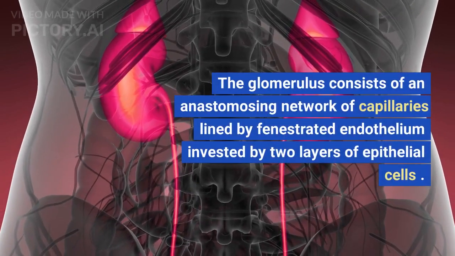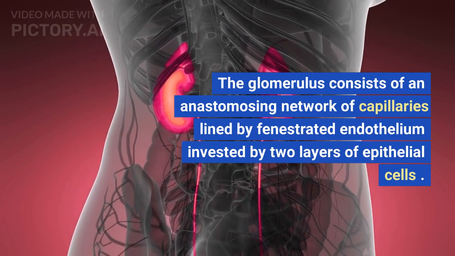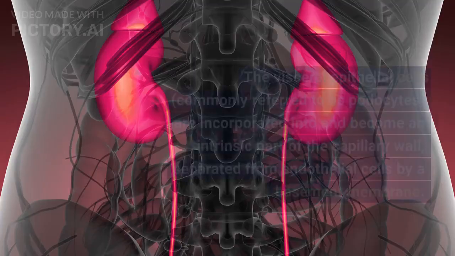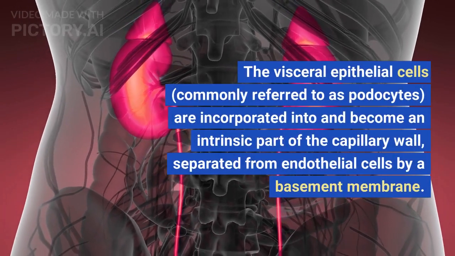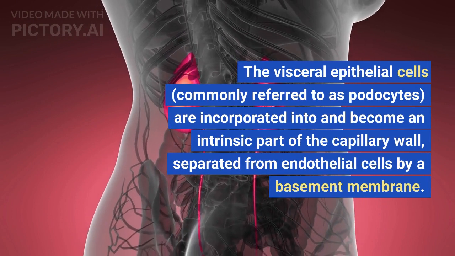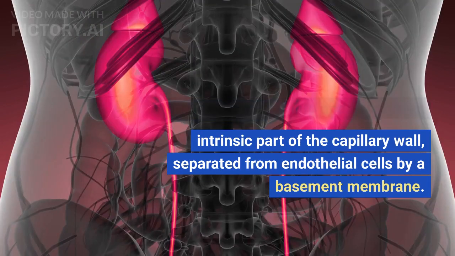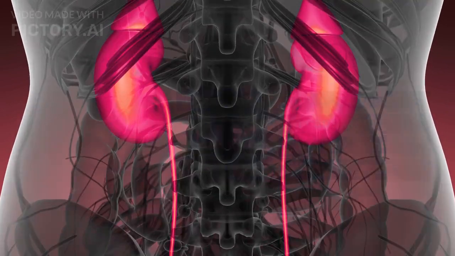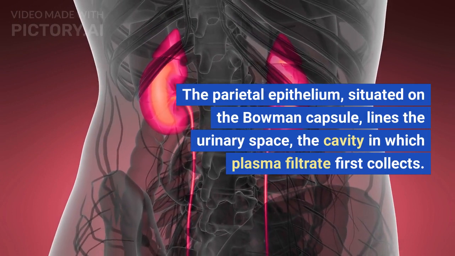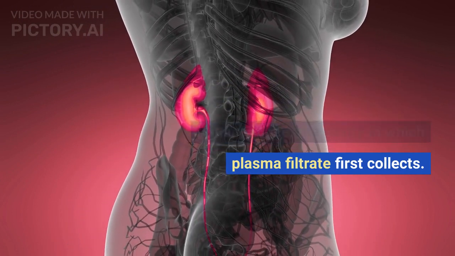Structure of the glomerulus. The glomerulus consists of an anastomosing network of capillaries lined by fenestrated endothelium invested by two layers of epithelial cells. The visceral epithelial cells, commonly referred to as podocytes, are incorporated into and become an intrinsic part of the capillary wall, separated from endothelial cells by a basement membrane. The parietal epithelium, situated on the Bowman capsule, lines the urinary space, the cavity in which plasma filtrate first collects.